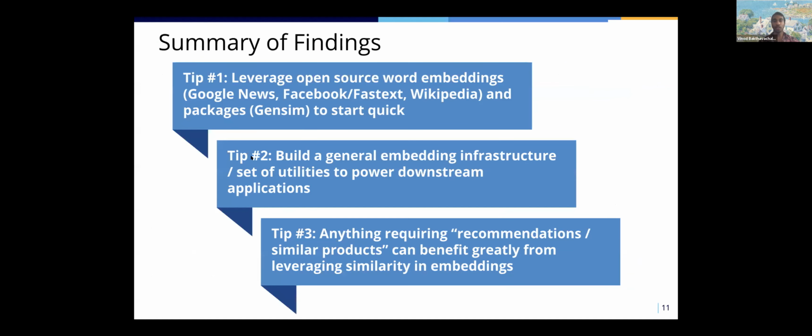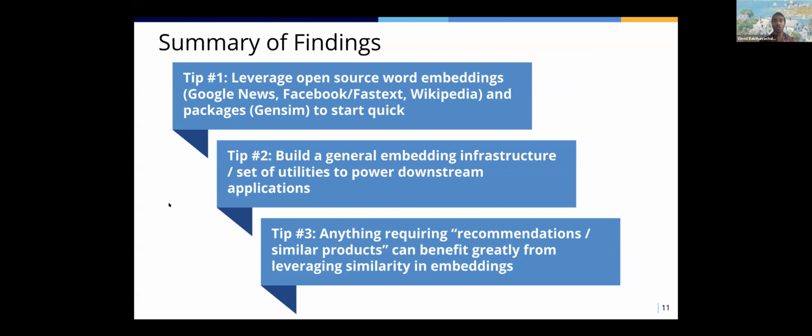And I just want to close with a couple of high-level findings and some things that we've learned while doing this process. I think the first main tip is that wherever possible, leverage open source word embeddings. So Google News, Facebook, Wikipedia all have publicly available offerings, and leverage open source packages like Gensim to start quick. You don't need to always train your own model. You can leverage the state of the art work out there for your use case.